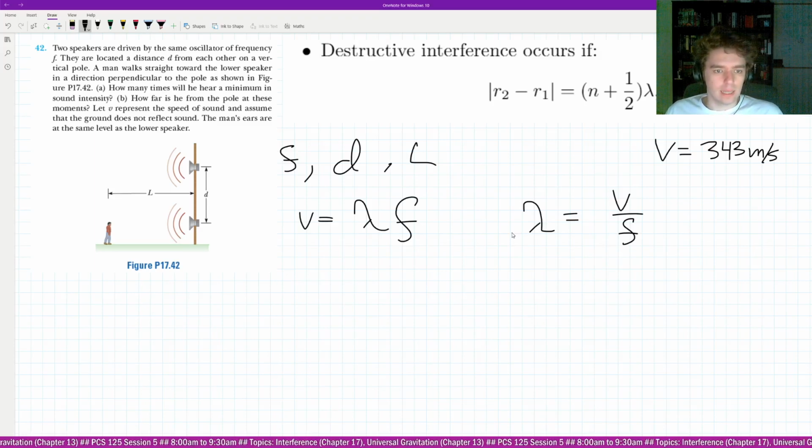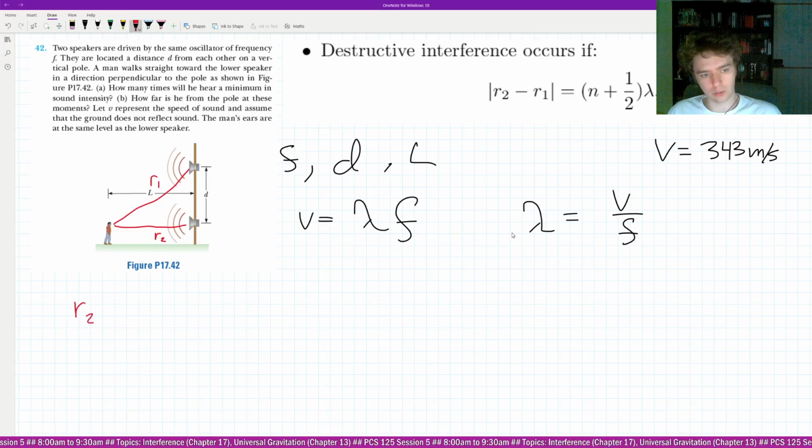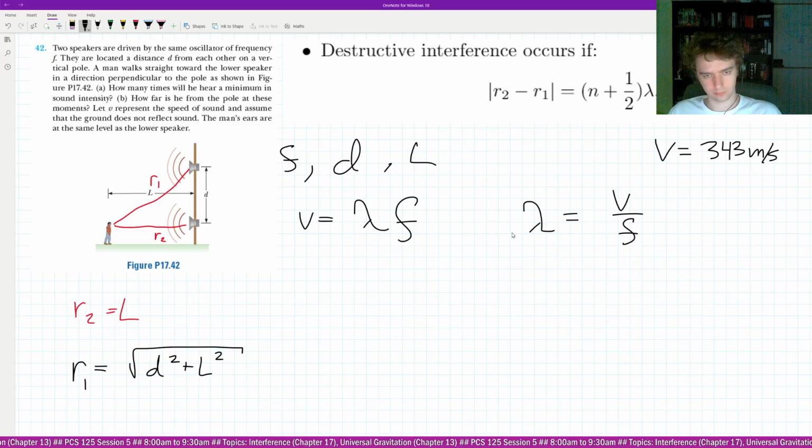We want the absolute difference between the two lengths to be some odd multiple of this. Let's find these distances. This distance is just L because it's going straight. If I call this one R1 and this one R2, then R2 equals L. But what's R1? This length is L, this length is D, so it's going to be the square root of D squared plus L squared.